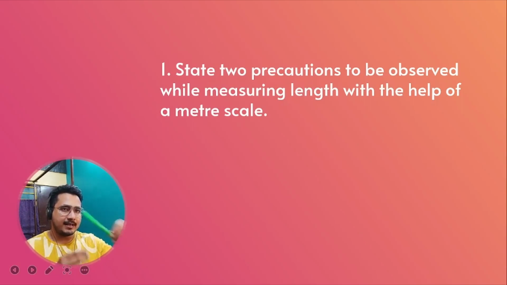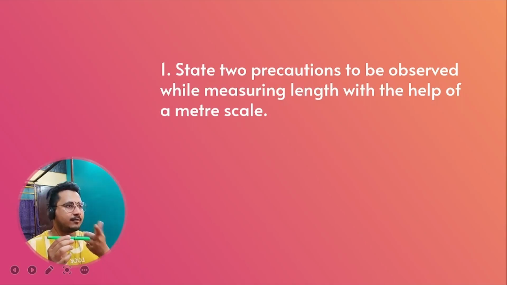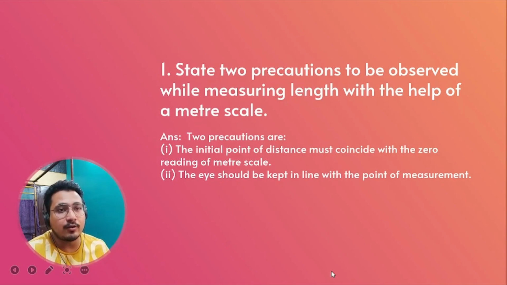Now, if you are not observing perpendicularly, you are observing like that or like that, you will get a wrong result. So that is actually the precautions. Let's look at the answers. The two precautions are: the initial point of distance must coincide with the zero reading of the meter scale. Like from the zero, we start the measuring, that we already discussed. If it is not zero, it can be one or two or any point, then you have to subtract that, right? We already did that kind of math. And also, the eye should be kept in line with the point of measurement. Like perpendicularly, you have to take the measurement. If you don't take the measurement perpendicularly, you will get the wrong result. Right? Okay. Next question.